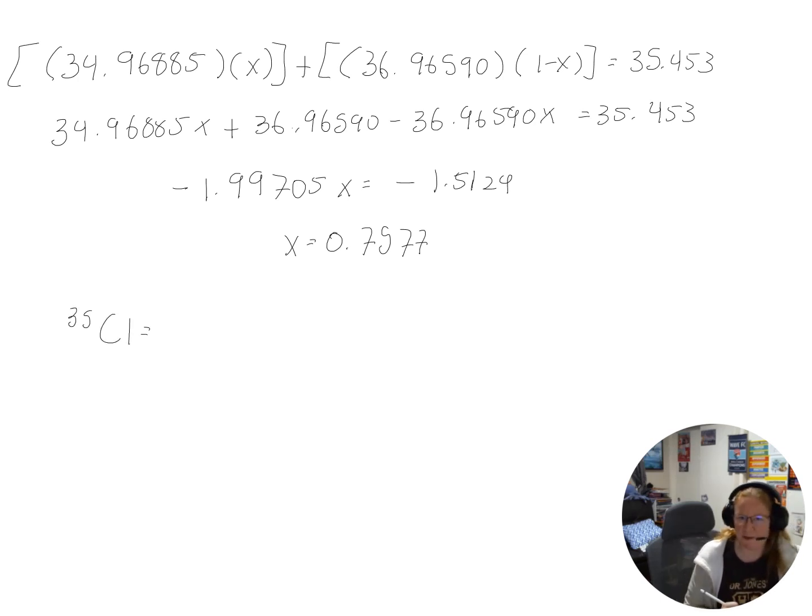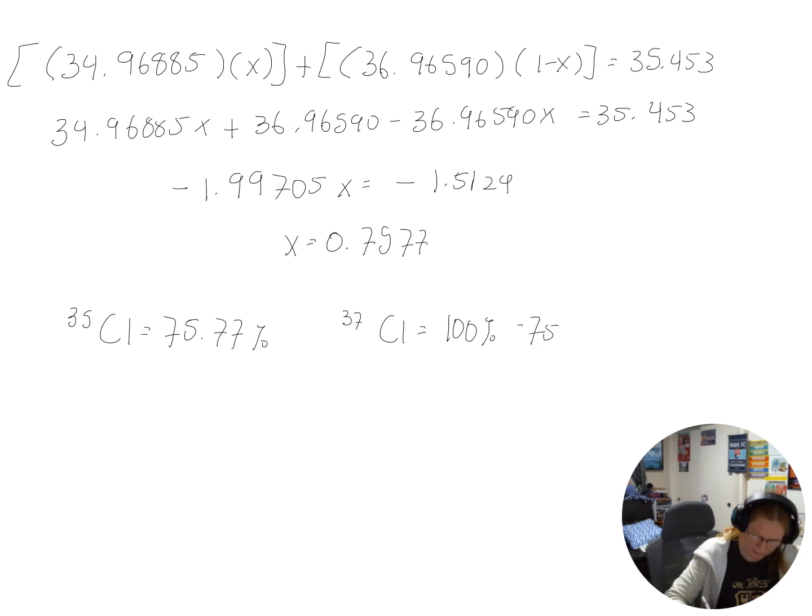Okay, so my chlorine 35, if I turn my decimal x into a percent, I'm going to get 75.77%. My chlorine 37, I'm going to take 100% minus 75.77%, and I'm going to get 24.24%.